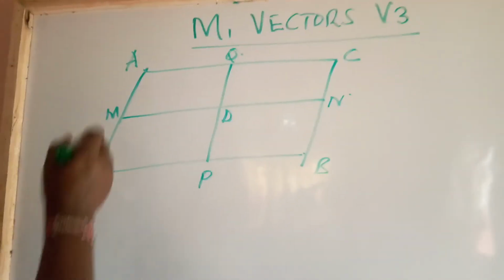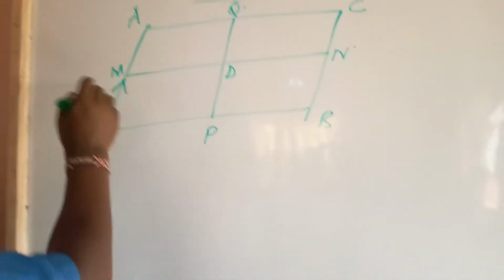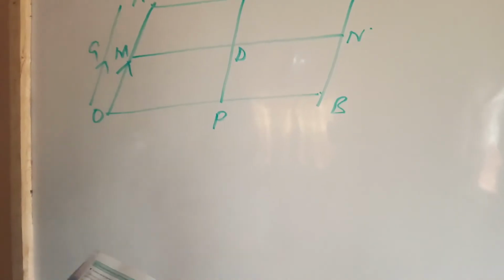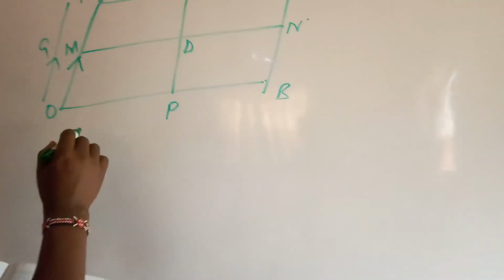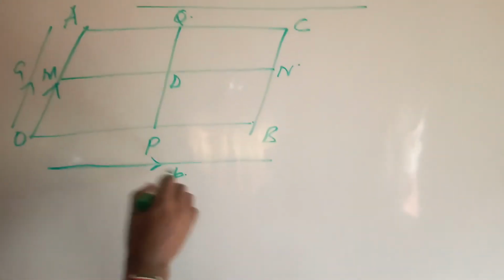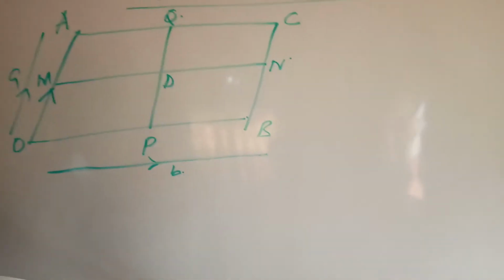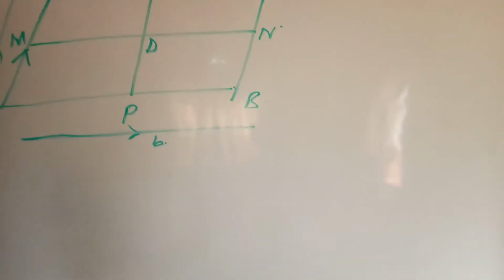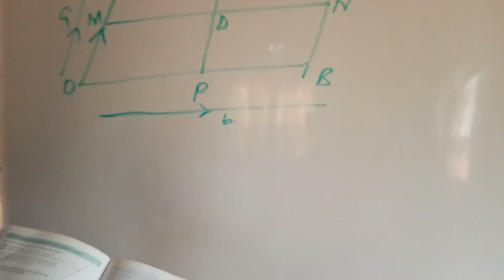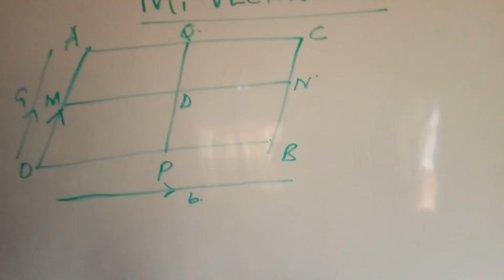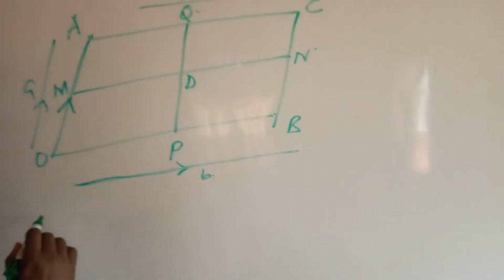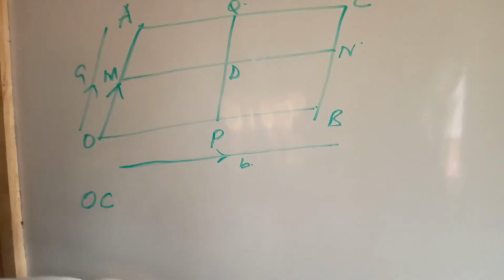OA is A, this vector OA is A, and of course OB is B, so this vector OB, from O to B, is vector B. Express OC, AB, QC, CN, and QN in terms of A and B. Let's start with OC. Express OC in terms of A and B.